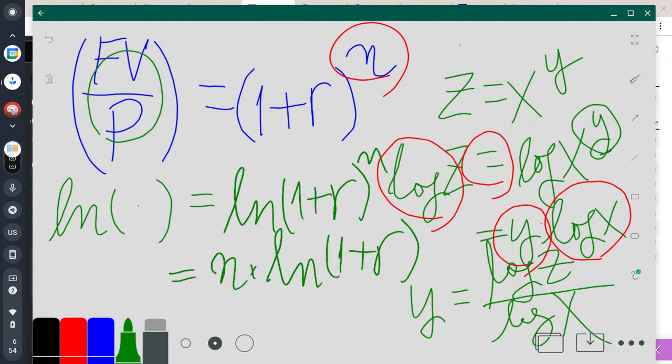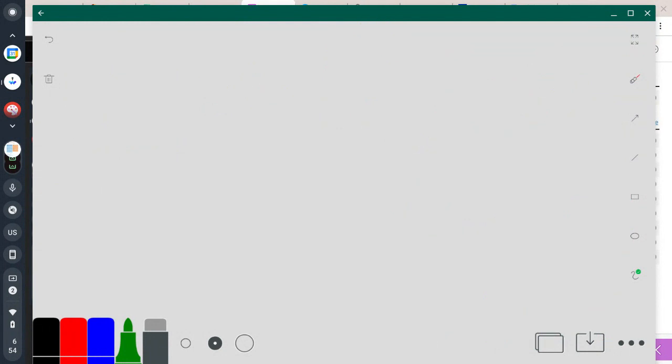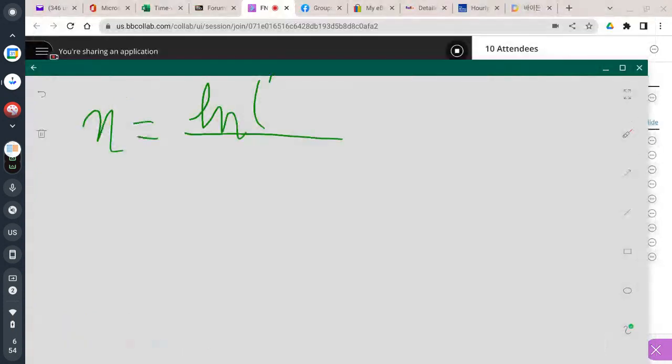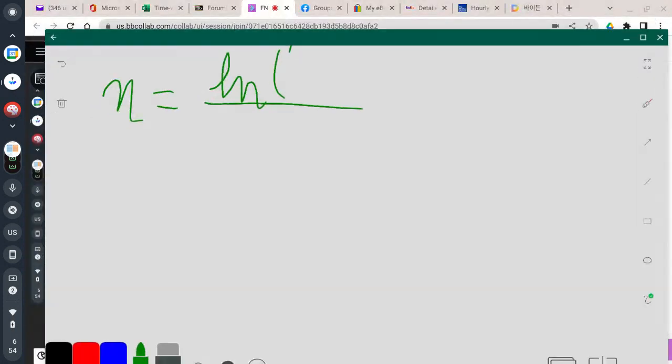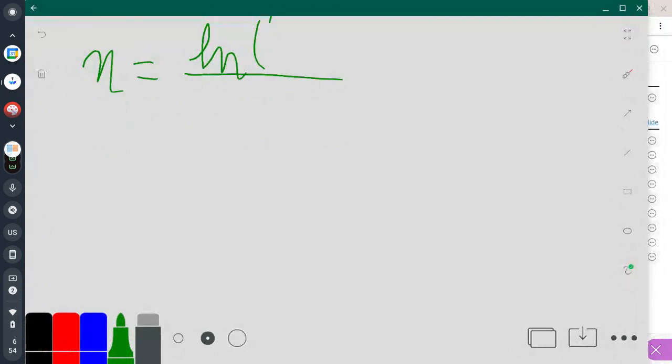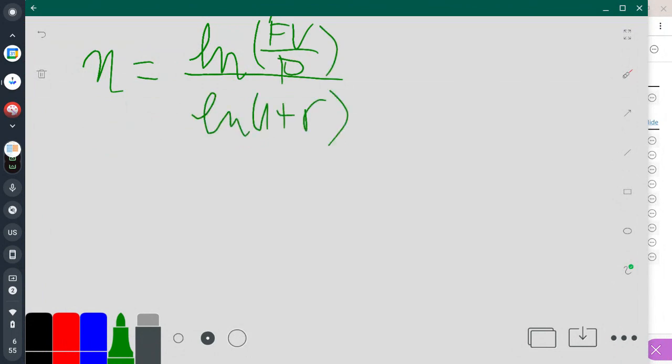So then n is what? So then n will be the natural log of FV over PV, over natural log of 1 plus r. And voila, that's the formula for n.